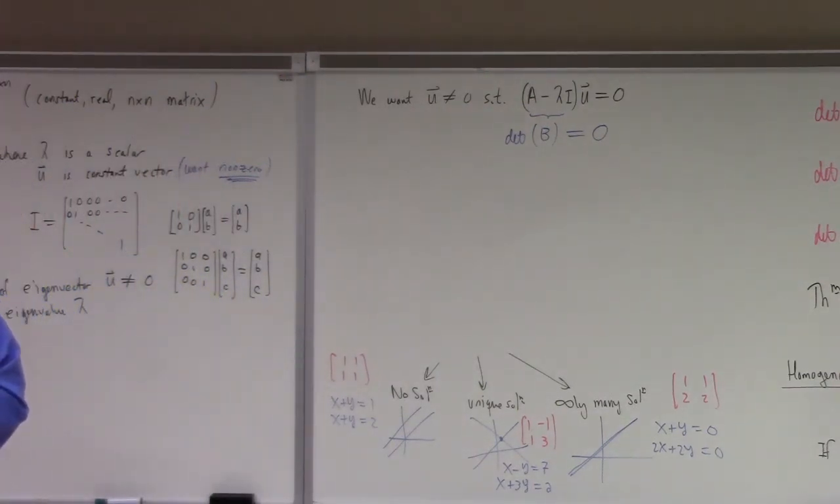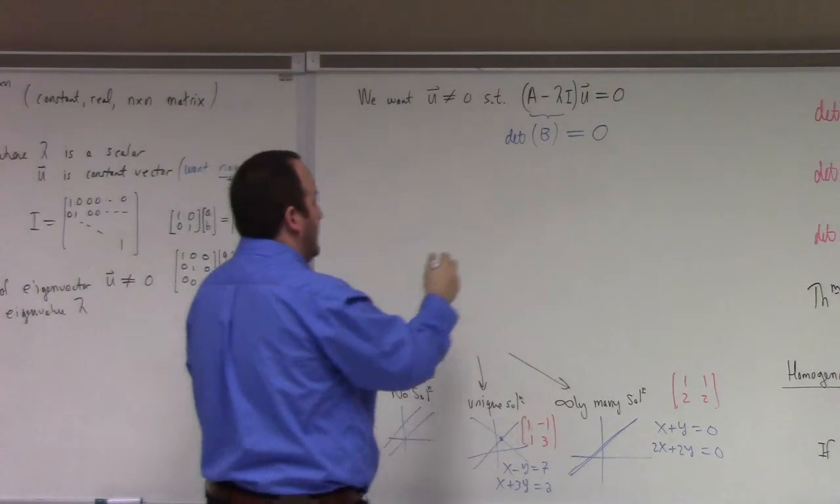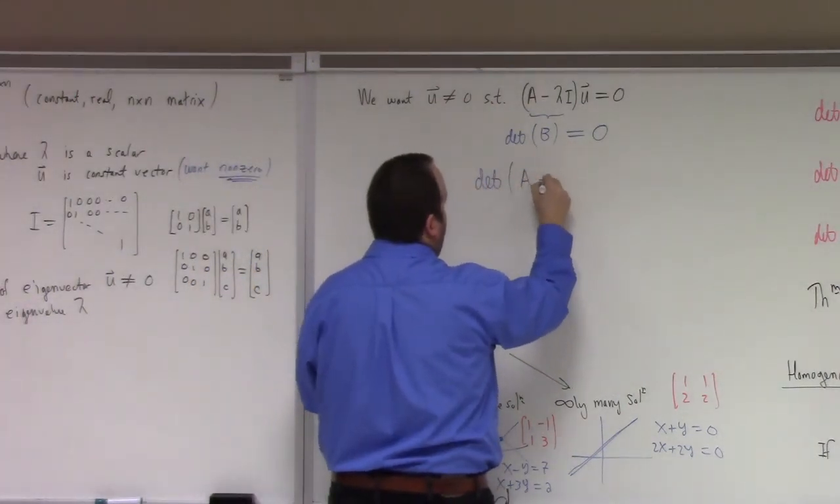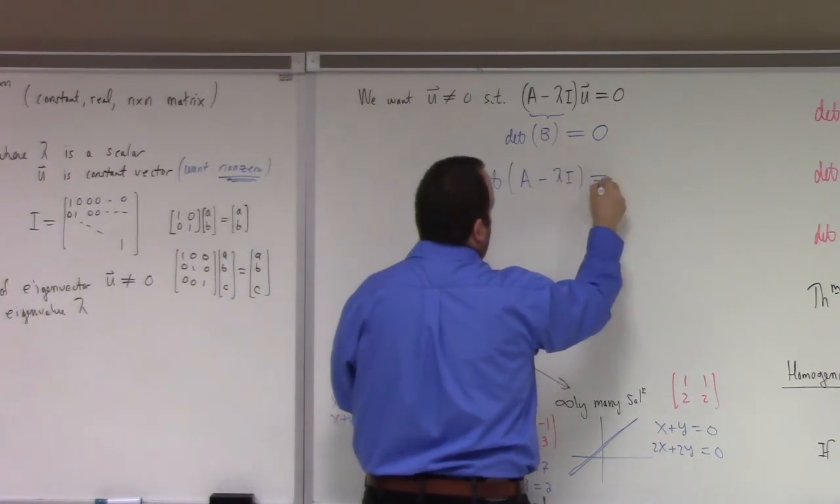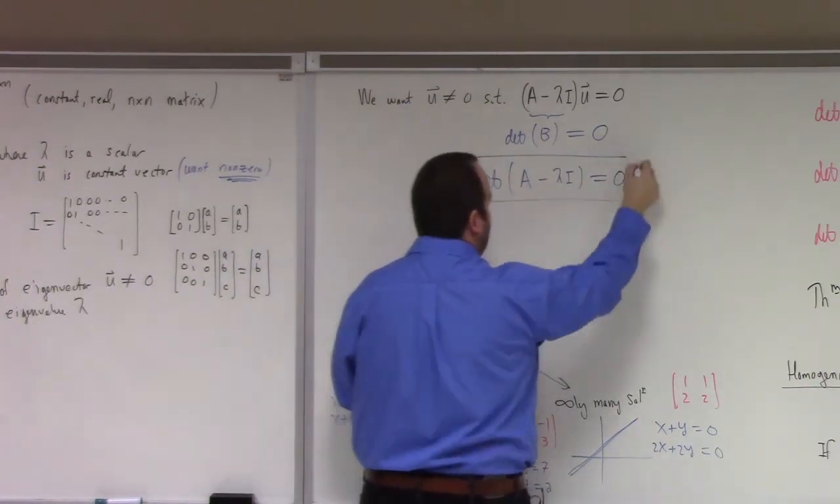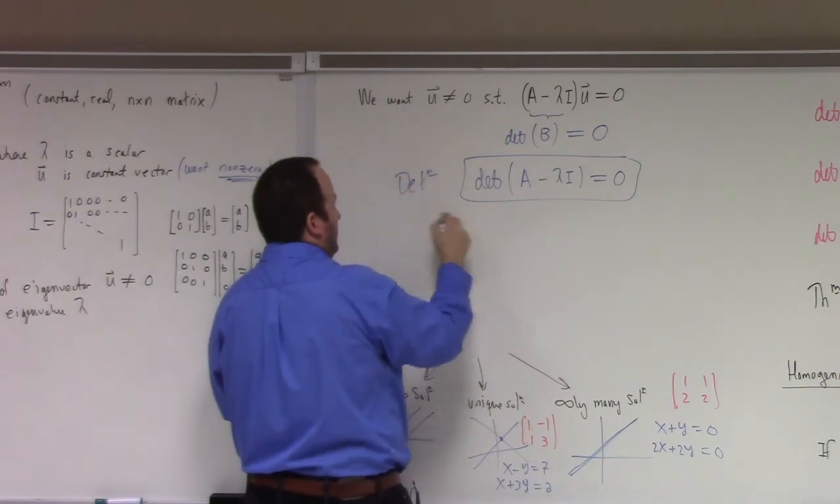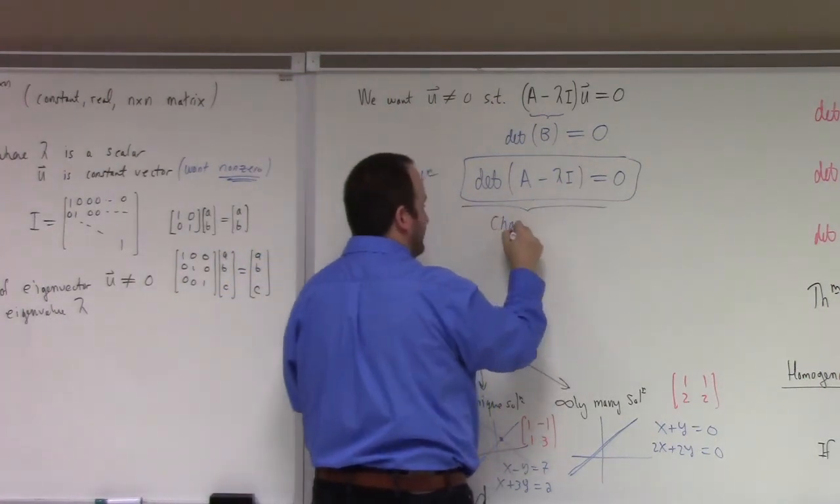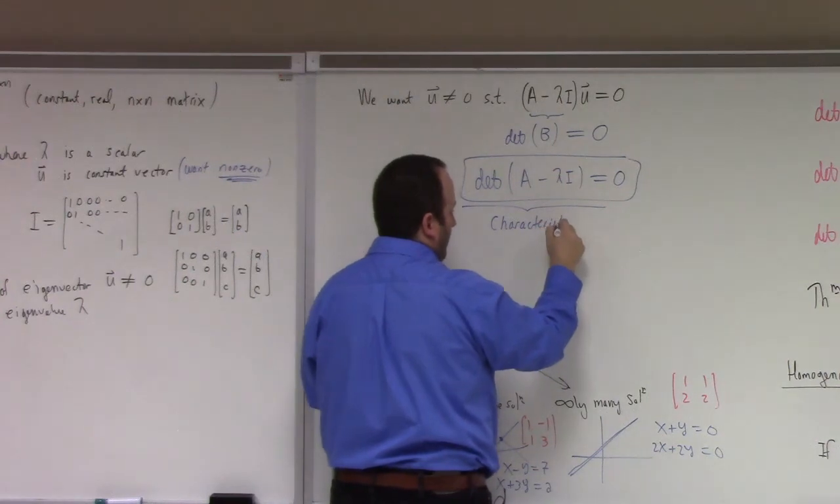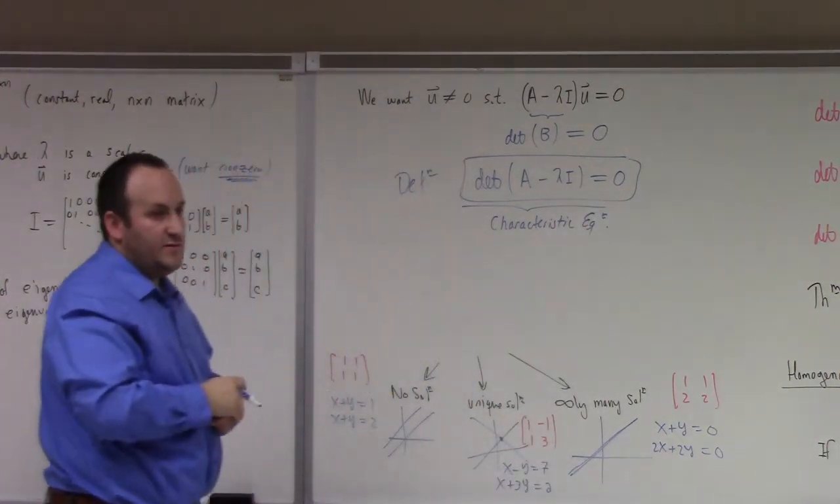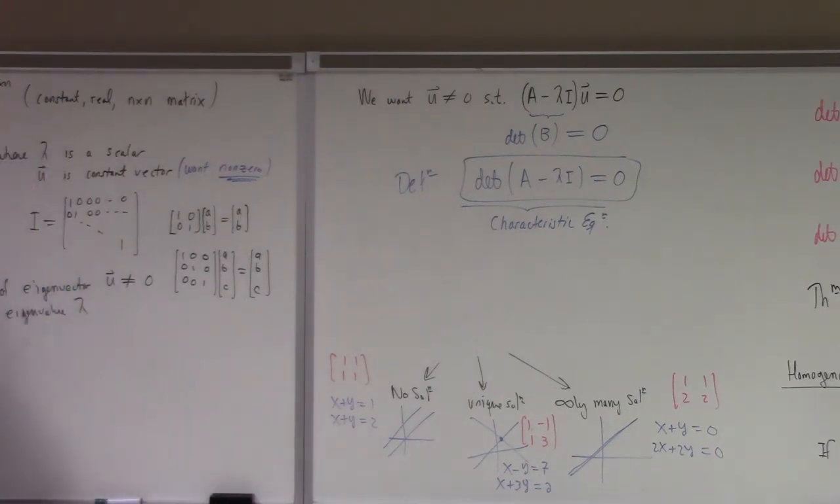This is really good news, because up till now, lambda's been this arbitrary parameter. We don't know what it is. But now you see that this lambda has to satisfy something. It has to satisfy this equation: the determinant of A minus lambda I is equal to 0. This is the characteristic equation. The solutions to the characteristic equation are the eigenvalues.